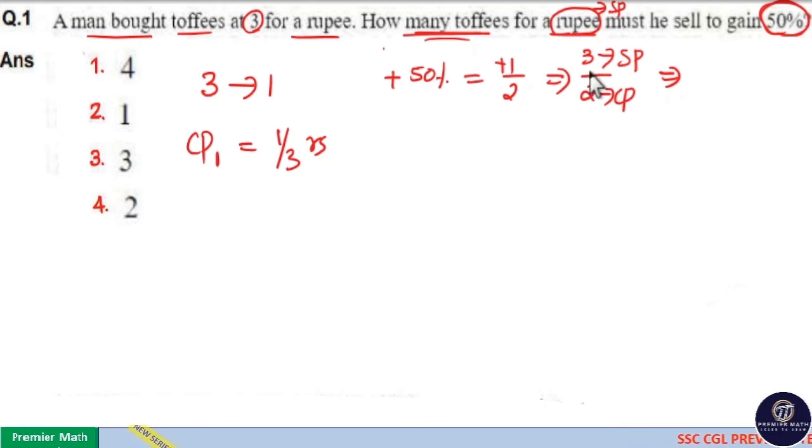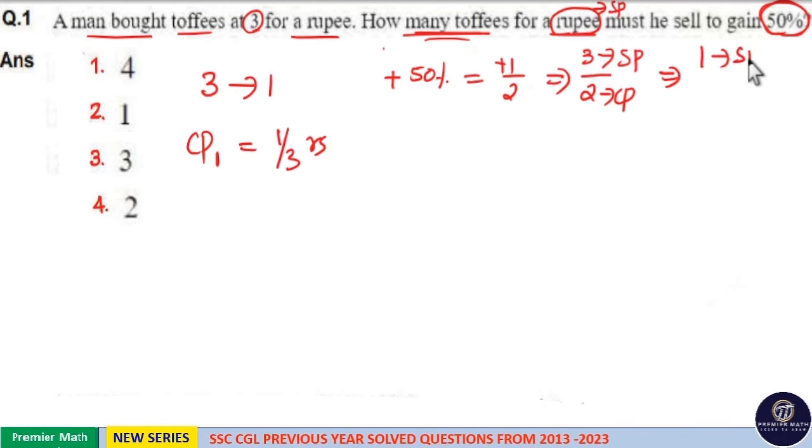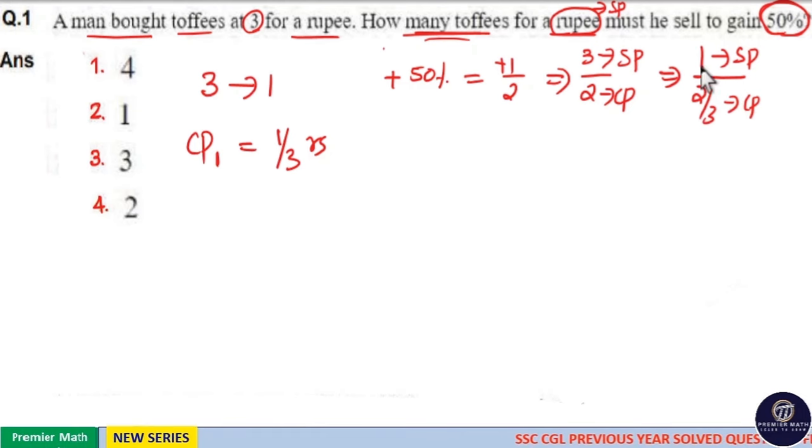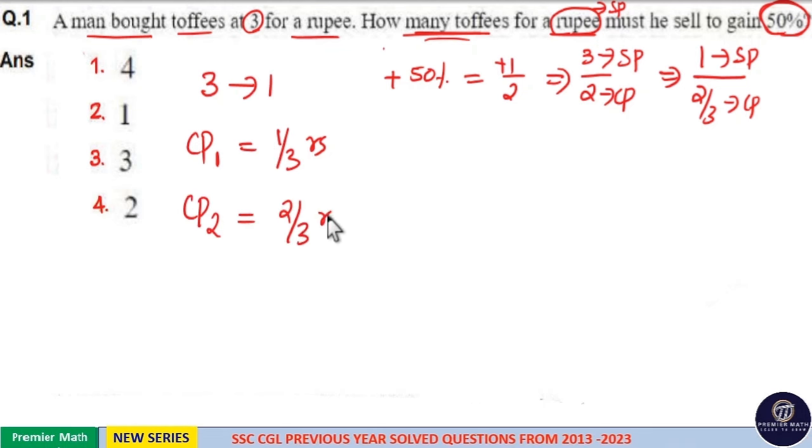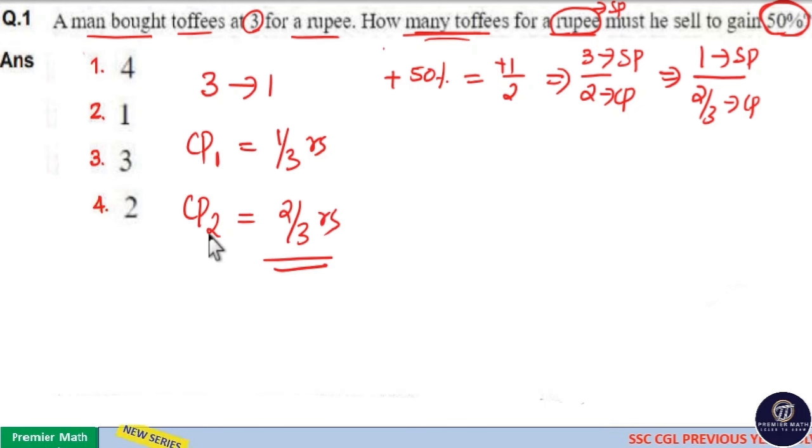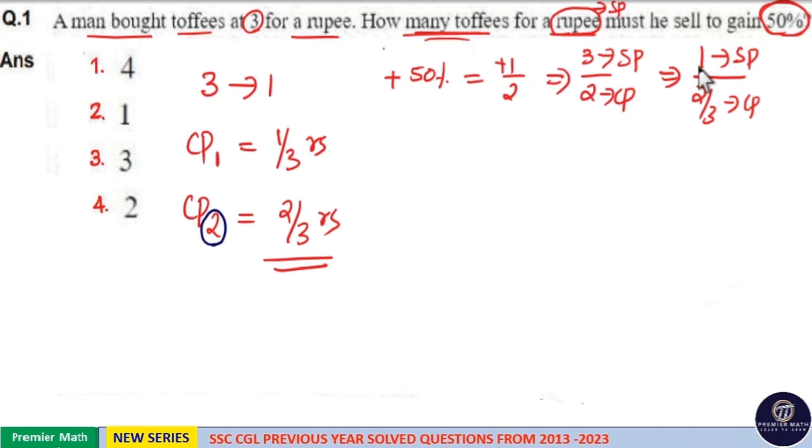But here you can see, 1 rupee is the sell price. So if I divide both numerator and denominator by 3, you will get 3 by 3, which is 1 rupee as sell price. Then 2 by 3 rupee is the cost price. That is, if 2 by 3 rupees is the cost price, 1 rupee is the sell price, which is equal to 50% profit. Here you can see CP of 1 toffee is equal to 1 by 3 rupees. Then CP of 2 toffees is equal to 2 by 3 rupees. So you can see, if you sell 2 toffees at 1 rupee, you will get 50% profit. So option 4 is your answer.